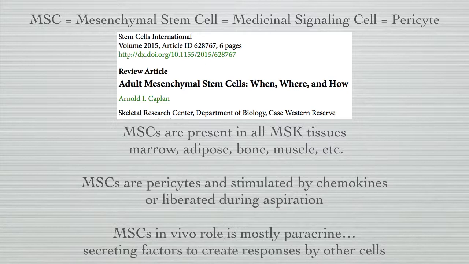It's interesting to note that although in the lab these stem cells can certainly become any of the tissues listed above, the primary role in our body is paracrine, meaning that it's the factors they secrete that create the responses. It's not that these cells are becoming muscle or becoming cartilage or becoming tendon or ligament. It's that they're secreting factors that stimulate the local cellular environment to go on and heal and regenerate.